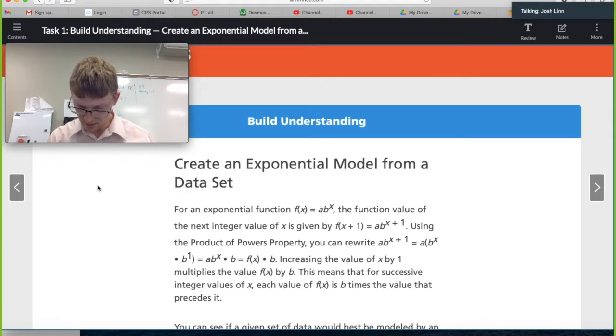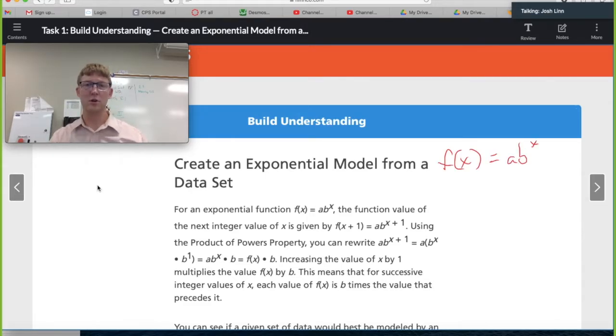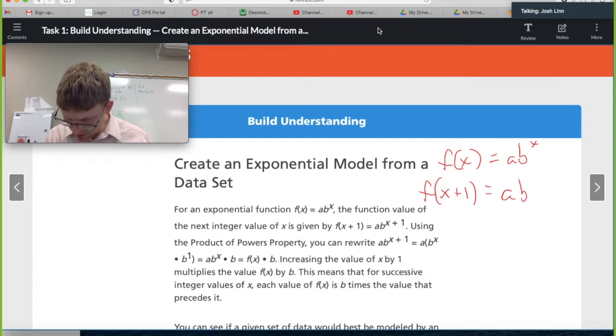I'm going to do this here on the side because I think it'll make more sense. Go red because it's awesome. So f of x equals a times b to the x. If we have a given set of data, we need to understand how this function reacts as x increases, like x plus 1, x plus 2, whatever. If we find f of x plus 1, we just plug x plus 1 in for x. So we have a times b to the x plus 1. We also know the rules of exponents, so this is equal to a times b to the power of x, times b.